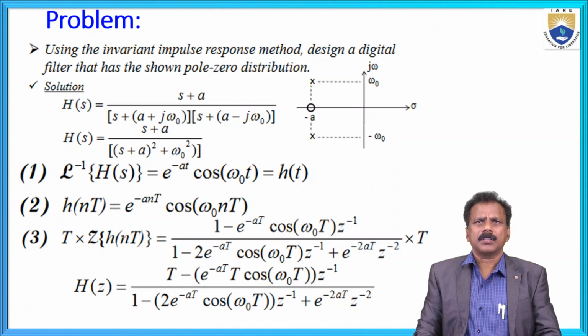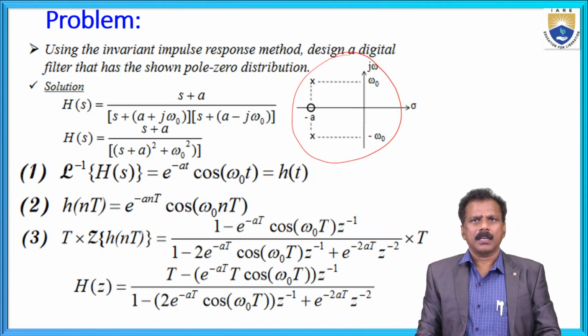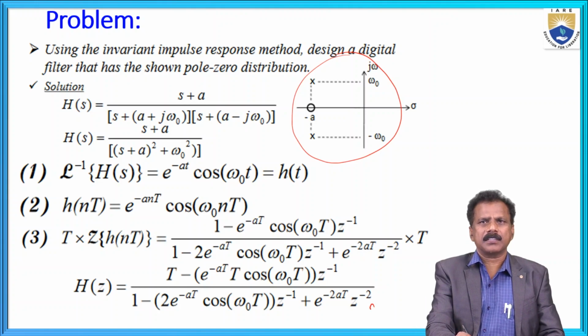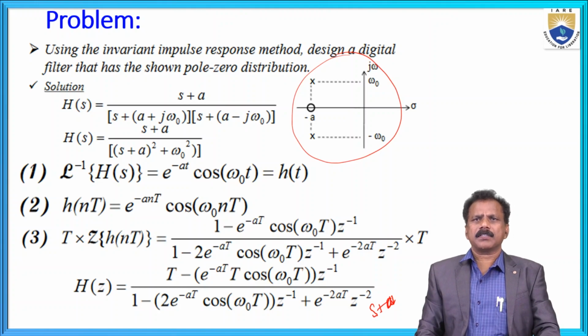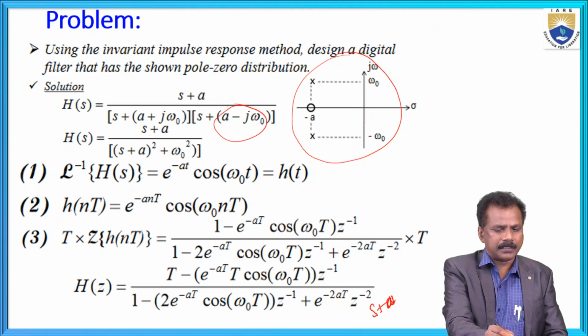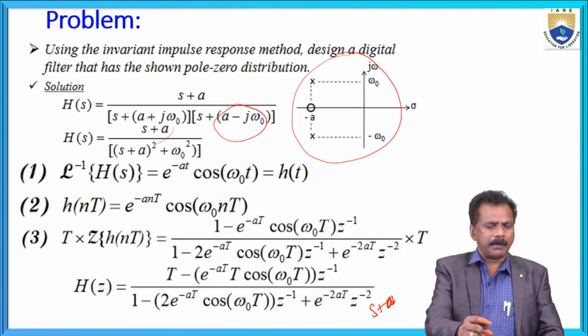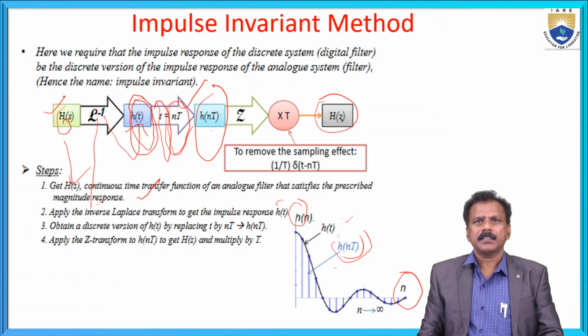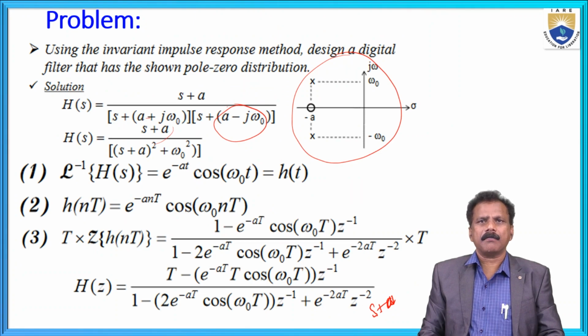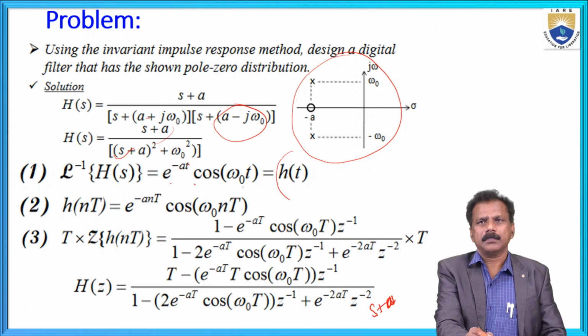Design a digital filter that has the shown pole zero distribution. So we consider h of s equal to s plus a over s plus a plus j omega naught and s plus a minus j omega naught, that is, h of s equals s plus a over s plus a squared plus omega naught squared. After applying the previous steps, the first step is this, and the second step is to apply the inverse Laplace transform. After applying it, h of t is equal to e power minus at into cos of omega naught t.